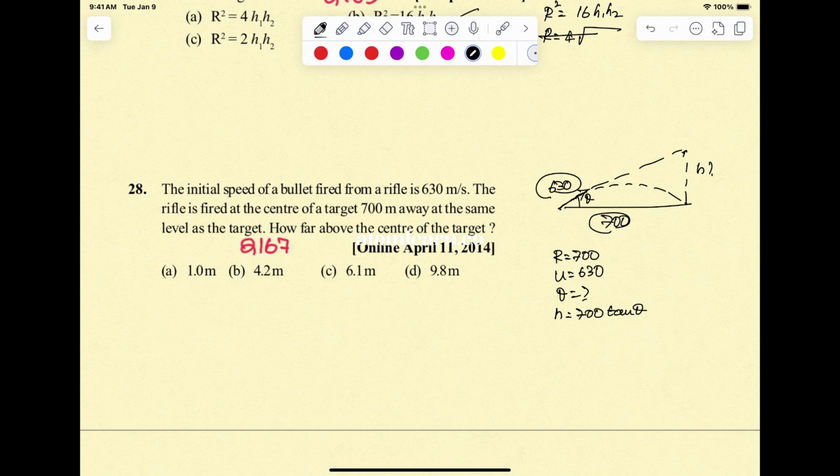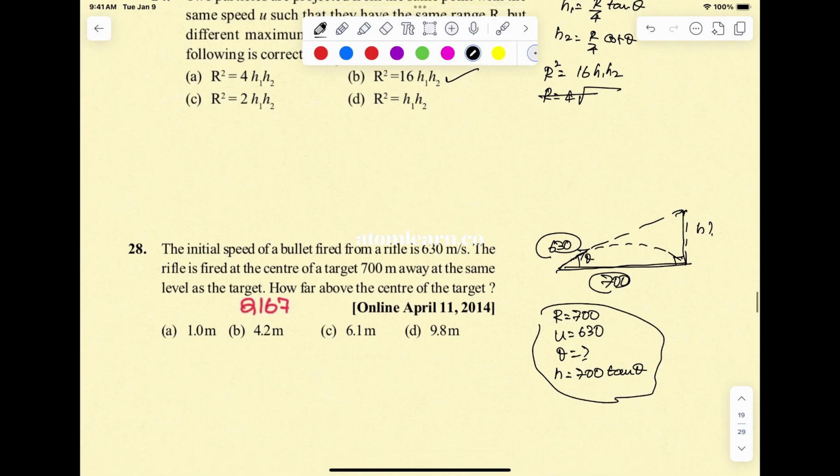Why? Because from the triangle, h is the opposite side. This is the adjacent side. 700 times tan theta. Once we find it out, therefore, this is now very typical of what we have already solved earlier. And I suppose if you want to actually solve it right now, we just do that.